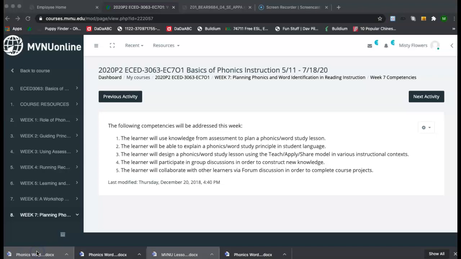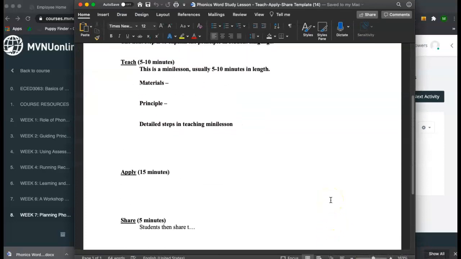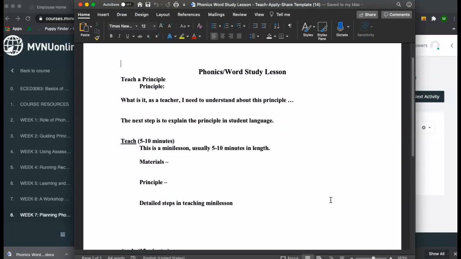All right. Here is the template for your plan. What is it as a teacher I need to understand about this principle? The next step is you're going to explain it in student language. This is your mini lesson.